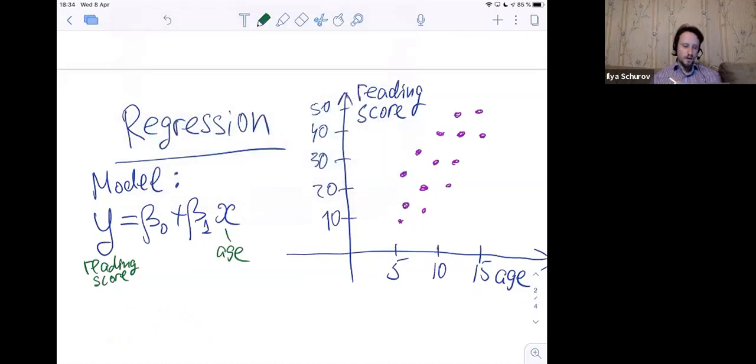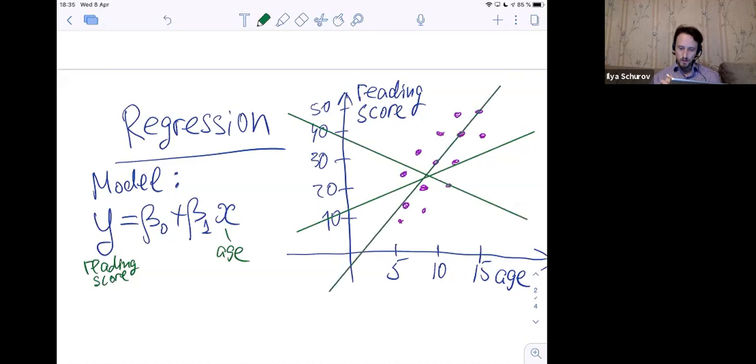So basically, the graph of our model dependency is some straight line. Let me draw several straight lines and let us choose which one you prefer. This is the first straight line. This is the second straight line. And this is the third straight line.